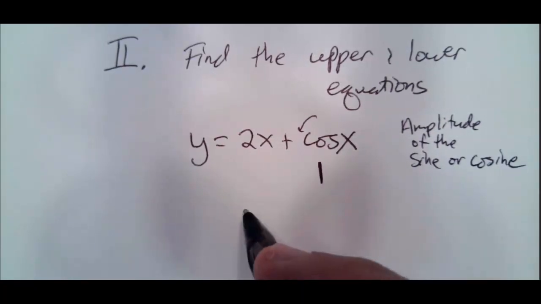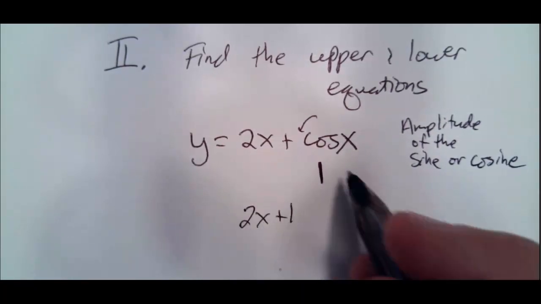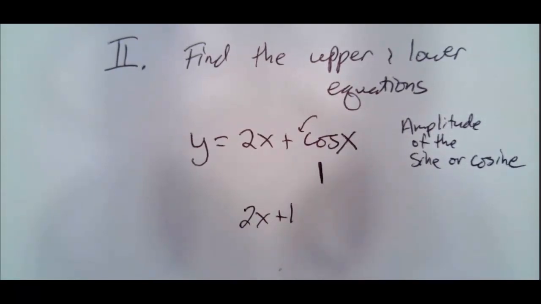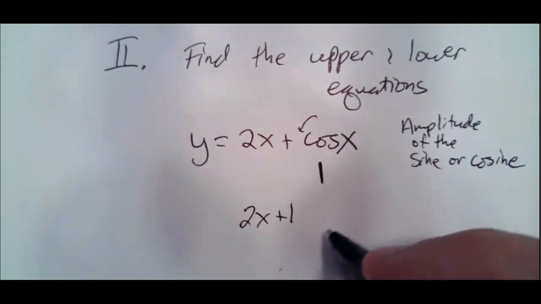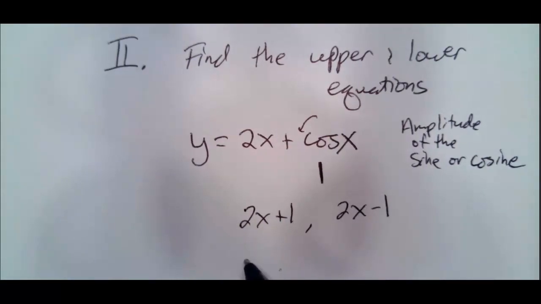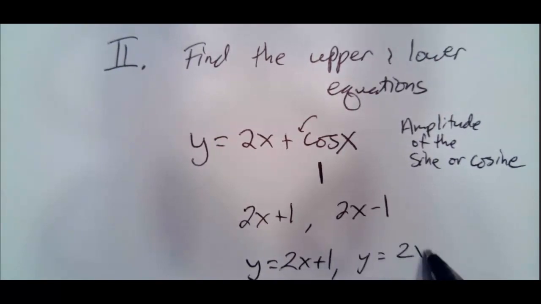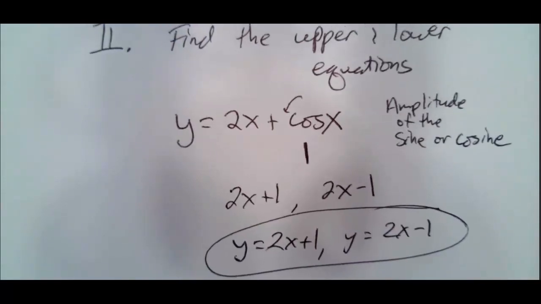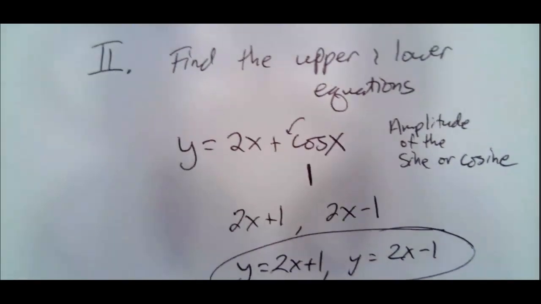Now we are going to have 2x plus 1, that's the upper bound. And since our cosine wave has the same amplitude going all the way across, if we go up 1, you go down 1. So this is going to be 2x minus 1. Our two equations are y equals 2x plus 1 and y equals 2x minus 1. That's an easier one, so let's look at a more difficult one.